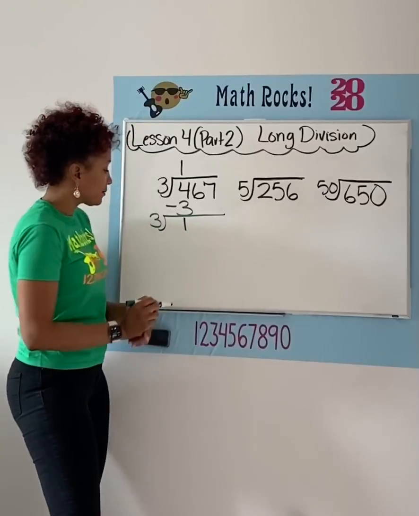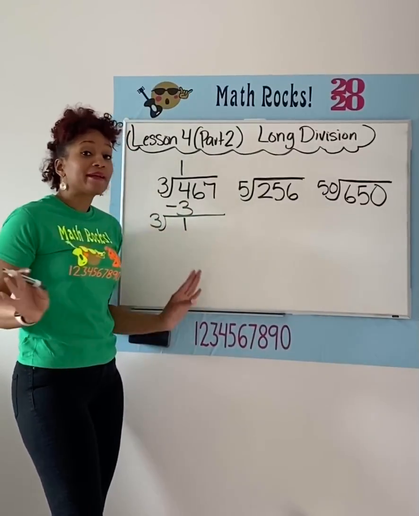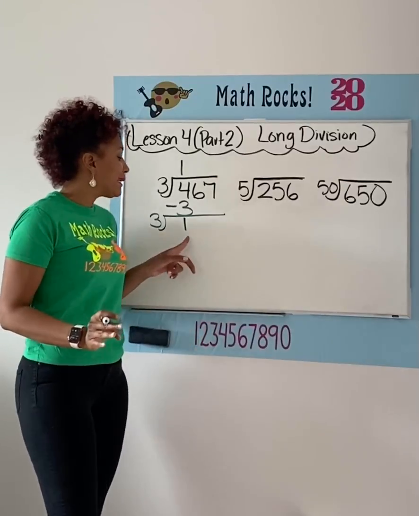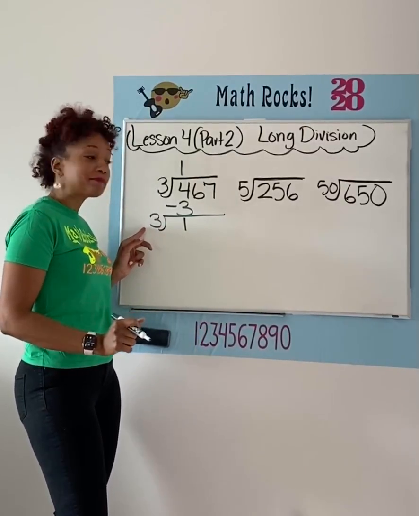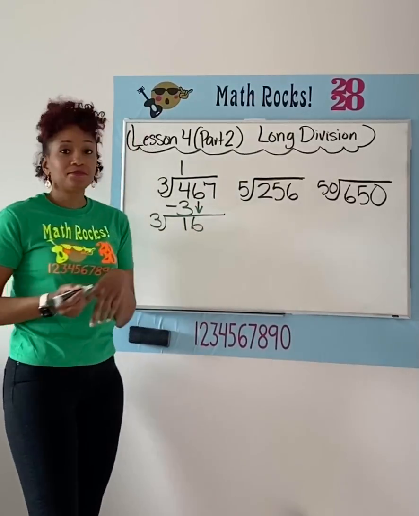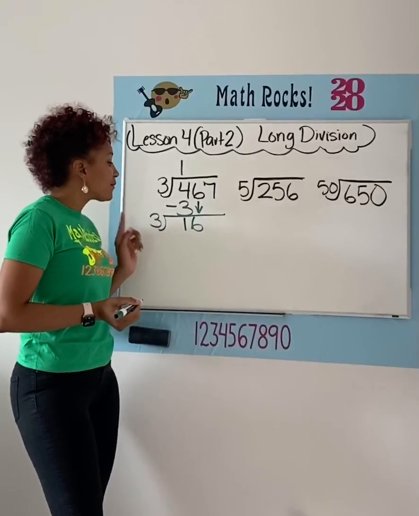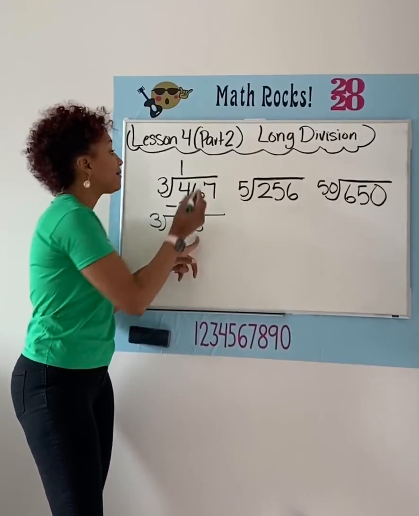Bring my 6 down. How many groups of 3 can I make out of 1? And your answer is none, because 3 cannot fit into 1, and 1 cannot be divided by 3. So therefore, I am going to bring down my 6. How many groups of 3 can I make out of 16? And the answer is 5.